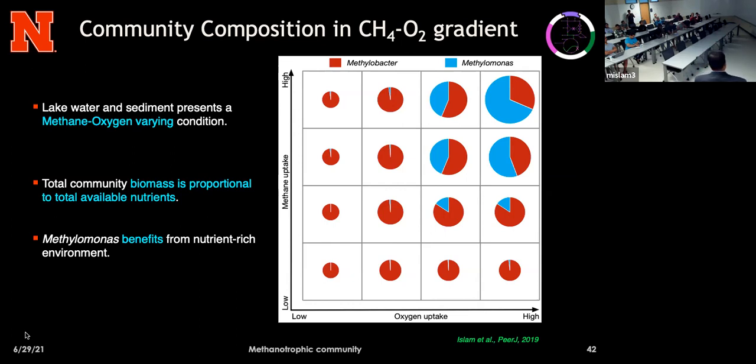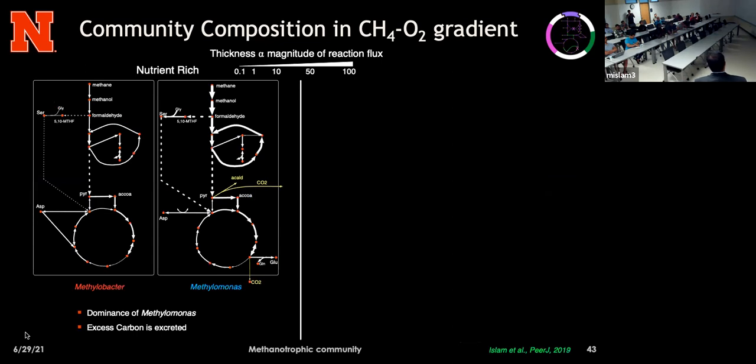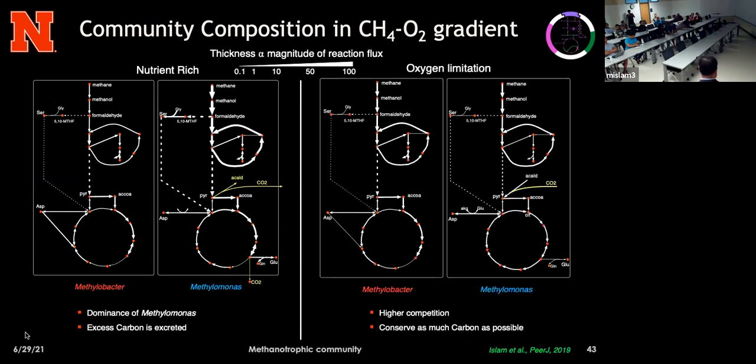Now, if we look closer at two different conditions, one nutrient-rich versus another oxygen-deprived condition, we see that in the nutrient-rich condition, Methylomonas is taking up most of the methane. The thickness of the lines represents the magnitude of reaction flux. So Methylomonas is taking up most of the nutrients, and obviously it is growing at a higher rate, as I showed in the previous slide.